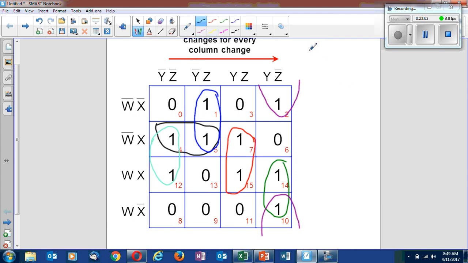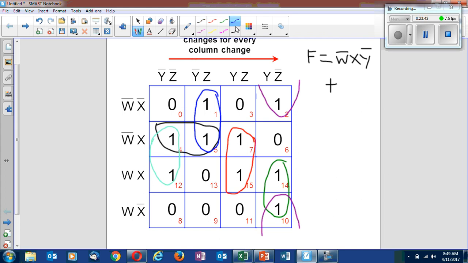So I'm going to have F equals. First I'm going to go ahead and take a group of 2 in black. So what I have is not W, not X. And on this side I have not Y, not Z, not Y, Z. So Z and not Z are there, so they cancel out, right? It's itself and not itself. So for this particular group, the expression is not W, X, not Y. And we're going to add this up.